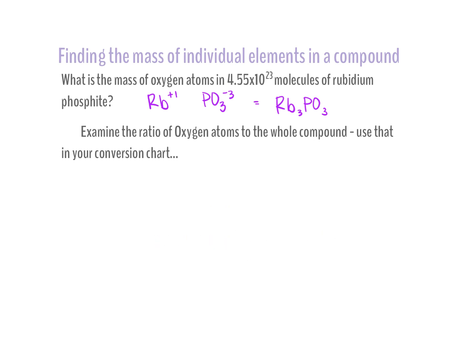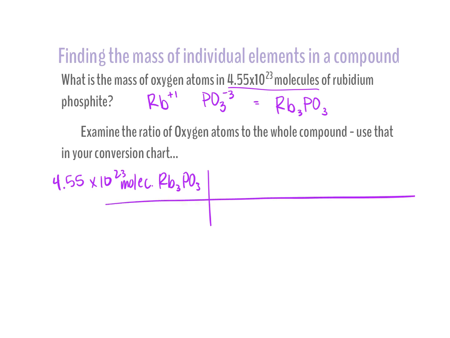I'm going to start with what I know. I'm starting with 4.55 times 10 to the 23rd molecules of rubidium phosphite. So 4.55 times 10 to the 23rd molecules of Rb3PO3. Okay. I eventually want to get to a place where I have the mass of oxygen. So I'm trying to get to grams of just oxygen, right? That's where I'm trying to go here. Grams of only oxygen.